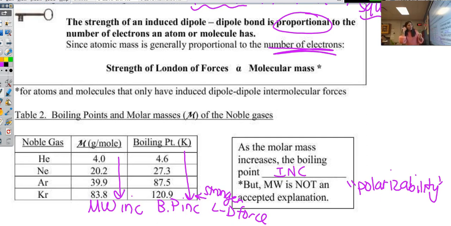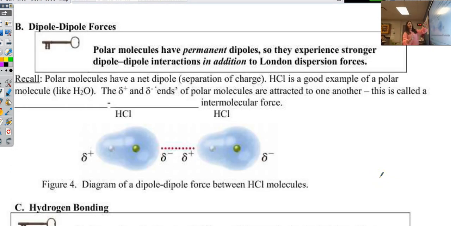Okay, let's pause here for a second before we take a look at the other two types. So now we've got dipole. These are permanent dipoles. Polar molecules have a net separation of charge. HCl is a really good example, like H2O, but there's a reason why I'm not using H2O. The positive and negative are attracted to one another, which is why we call it a dipole, and I'm going to show you right now why.